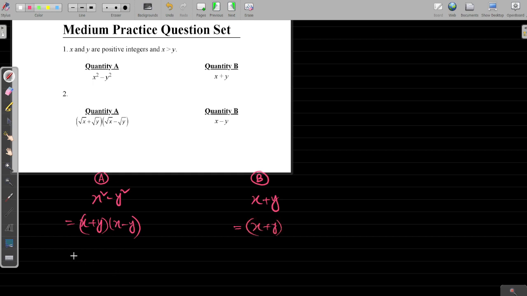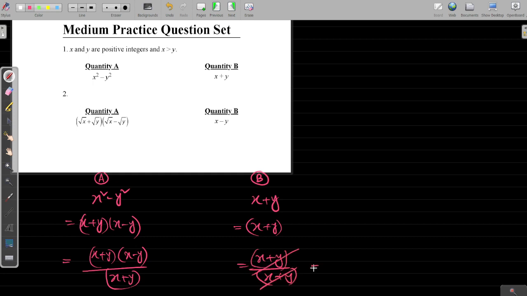So what will happen if I divide this one by x plus y and this one also by x plus y? So x plus y multiplied by x minus y divided by x plus y, and here I will get x plus y divided by x plus y. Look at this, here I will get only 1, and the x plus y and x plus y will cancel, and I will get x minus y.